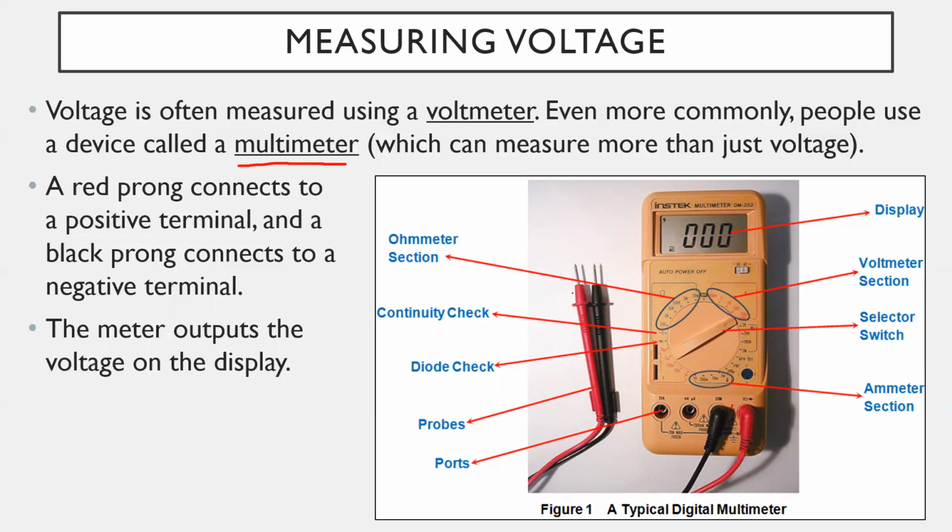Then you take your red prong and put it to the positive end, and the black prong you put on the negative end. Sometimes it's hard to tell what's your positive end and what's your negative end, but don't worry about that for now, right? Now the meter is just going to output the voltage on the display. And of course, if you're dealing with something with a higher or a lower voltage, you need to change the dial accordingly, right? That's how they generally work.